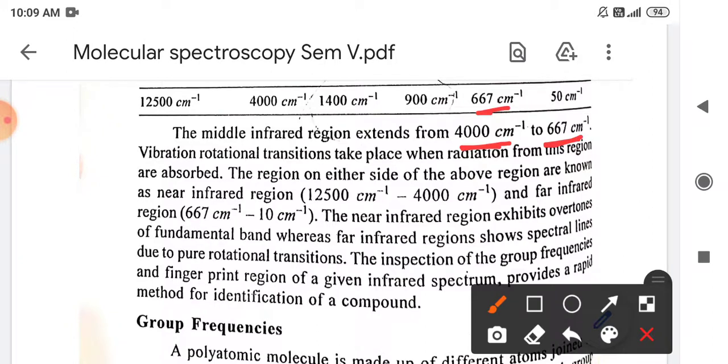667 centimeter inverse, and the vibrational-rotational transitions take place in this range of radiations. The region on either side of the above region is known as the near infrared region, and the far infrared region on the right hand side, which will show you the pure rotational spectrum. Now the near infrared region exhibits the overtone of the fundamental band, and the far infrared region shows the spectral lines due to pure rotational lines.